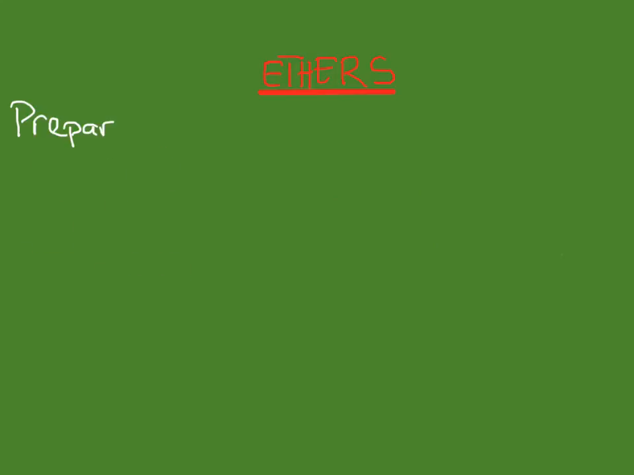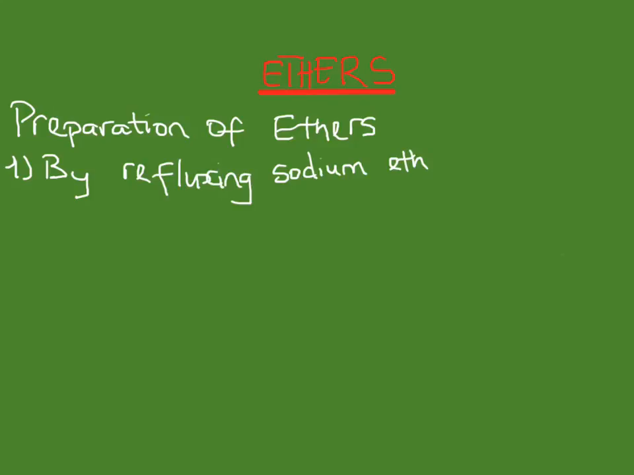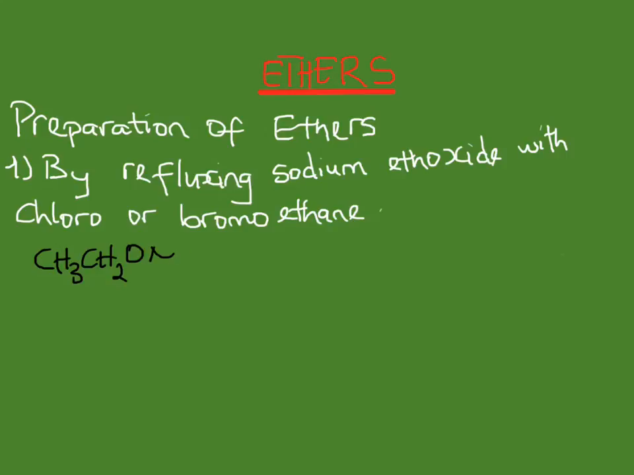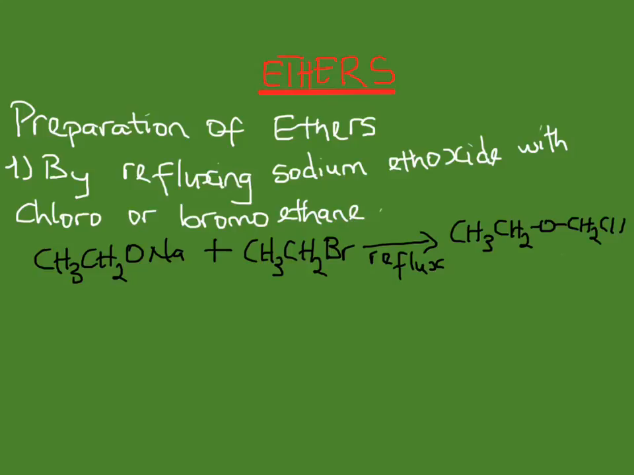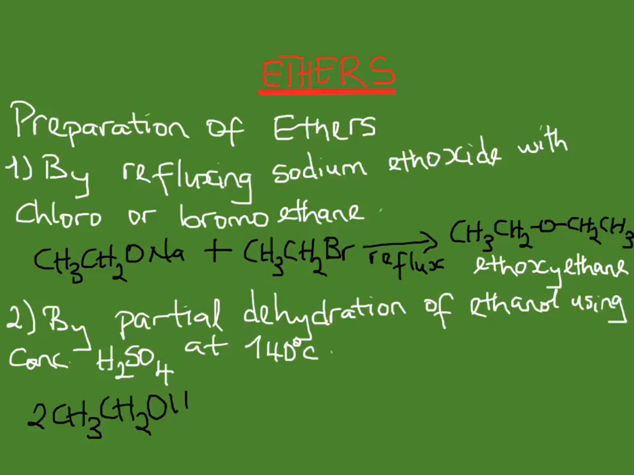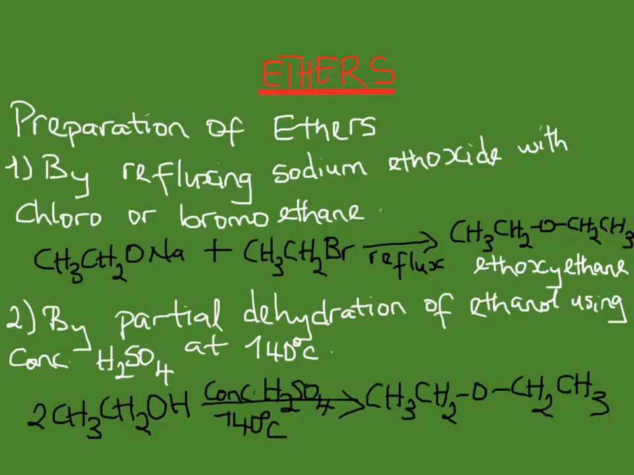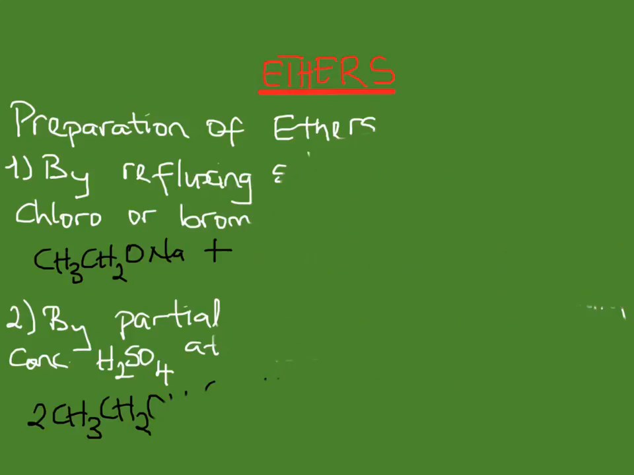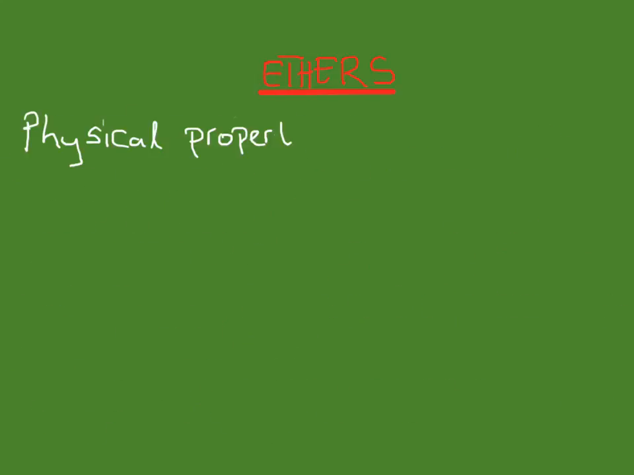Now, we're going to be looking at the preparation of ethoxyethane. Ethoxyethane can be prepared by refluxing sodium ethoxide with chloro or bromoethane. Like the reaction below, refluxing sodium ethoxide with bromoethane is going to yield ethoxyethane. The second method by which we can obtain ethoxyethane is by partial dehydration of ethanol using concentrated sulfuric acid at 140 degrees Celsius, as you can see on the reaction there.